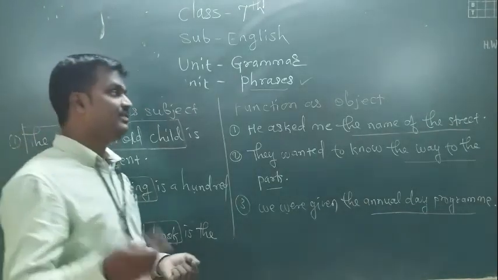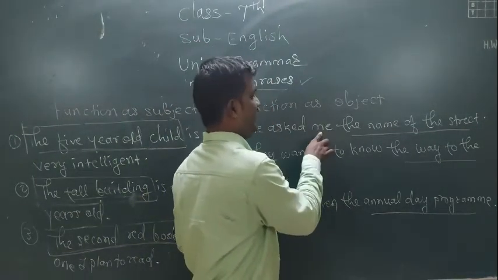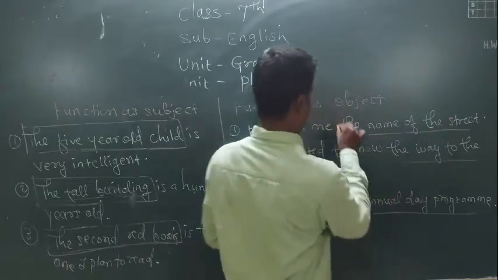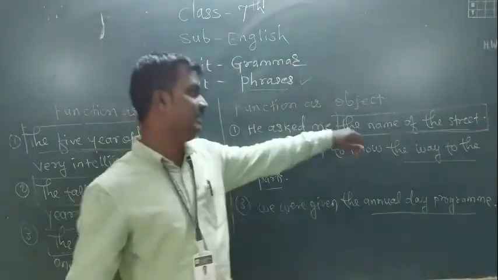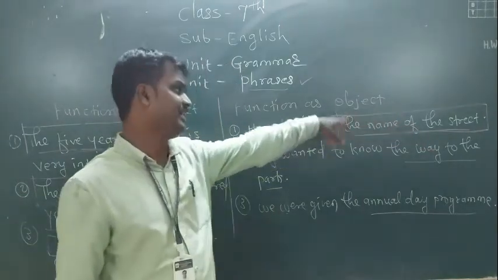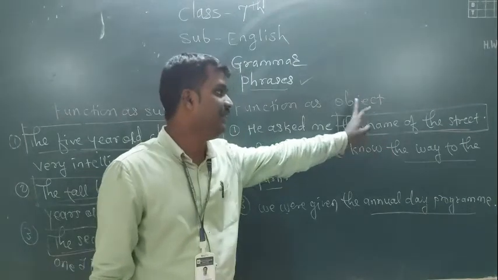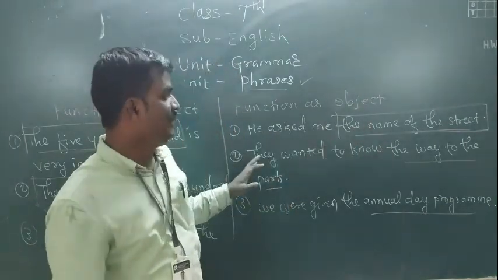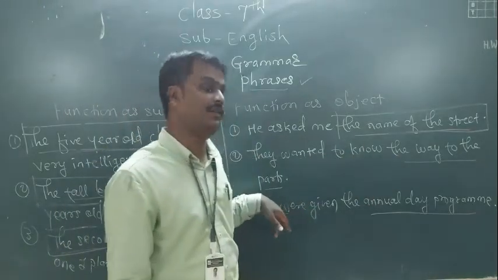A noun phrase can also function as an object. See this. He asks me the name of the street. He asks me, what does he ask? The name of the street. Here, the name of the street is functioning as an object and it is a noun phrase. They wanted to know the way to the park. The way to the park is a noun phrase.